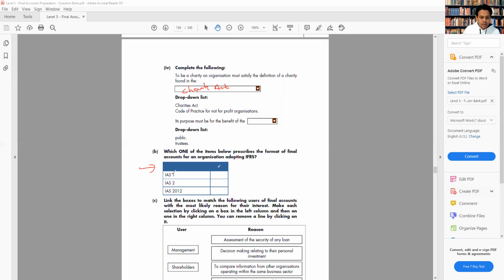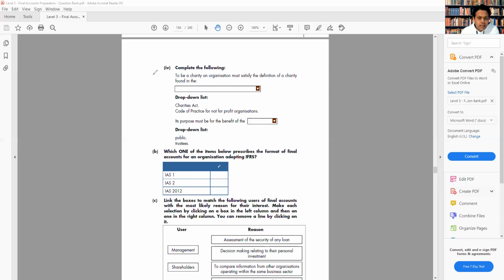Remember that. IAS 1 is the presentation of financial statements. IAS 2 is inventory valuation. So obviously the IAS is the guideline on how to follow all these rules. So all the accountants that prepare the accounts follow all the IASs. So let's move on. The next one, number C.